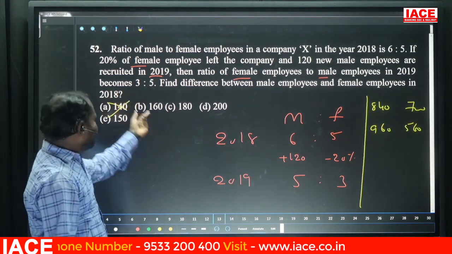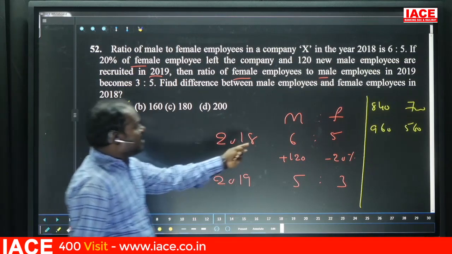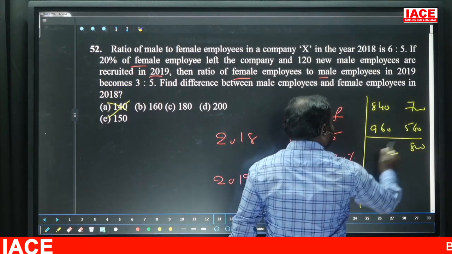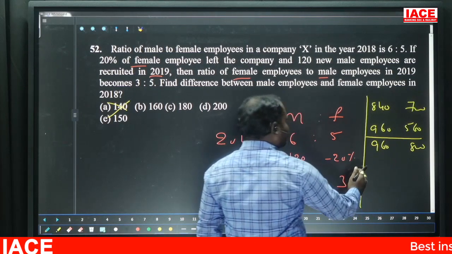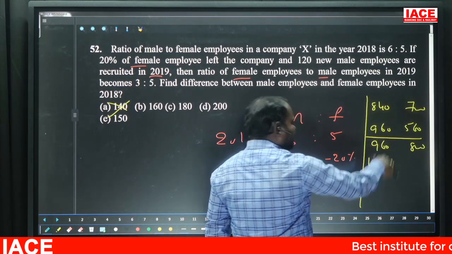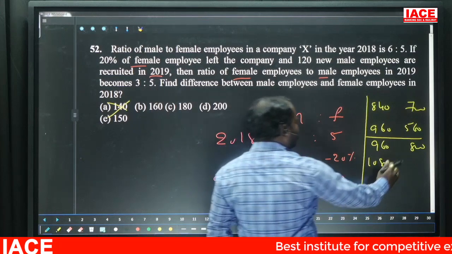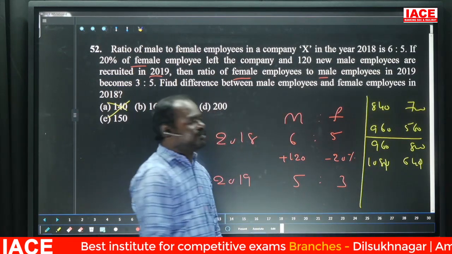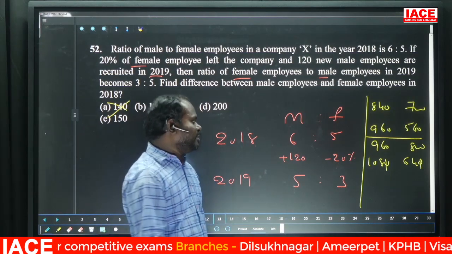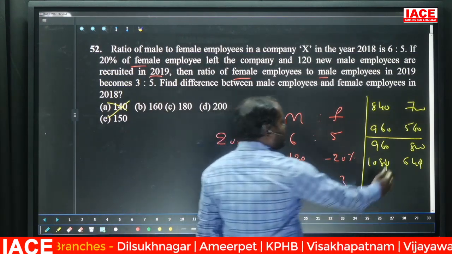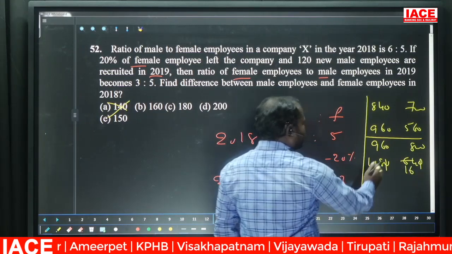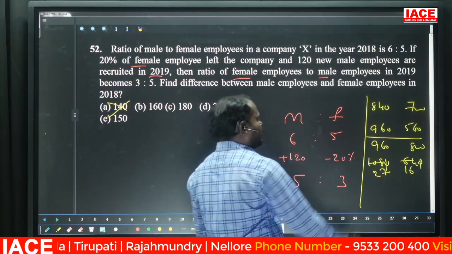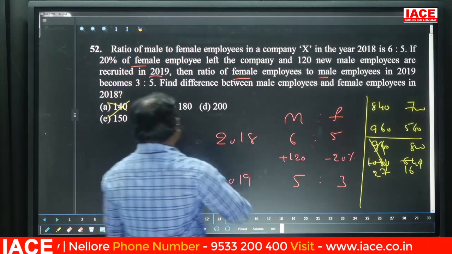As per the second option, if one part is 160, the females are 5 times 160, which is 800, and the males are 960. With 120 extra, it is 1080. With a 20% deduction, 160 is deducted, so the balance of females is 640. Can you get the 5 to 3 ratio? Check 64 and 108: we can cancel by 16, and we are not getting it. That means the second option is also not suitable.